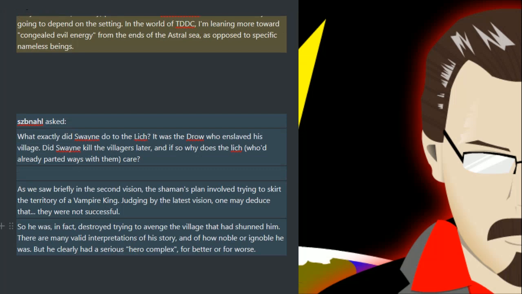There are many valid interpretations of his story and of how noble or ignoble he was, but he clearly had a serious hero complex, for better or for worse.